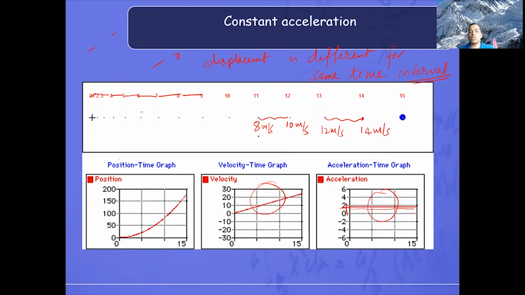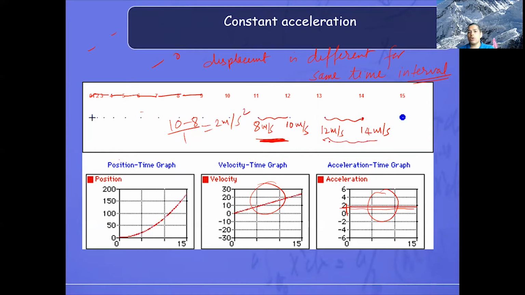You can see the velocity goes on increasing: 8, 10, 12, 14, right? Then what is the acceleration here? Based on this data, if you find the acceleration, what do you get? The acceleration is 10 minus 8 divided by the time, which is 1 second, so simply 1. So what do you get? 2 meter per second square.